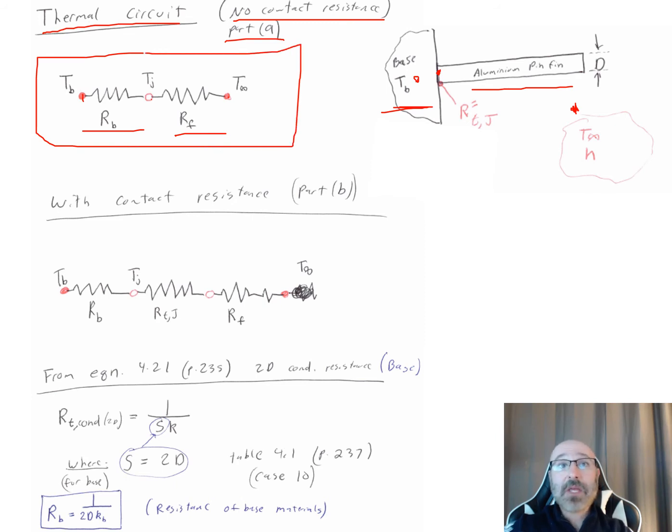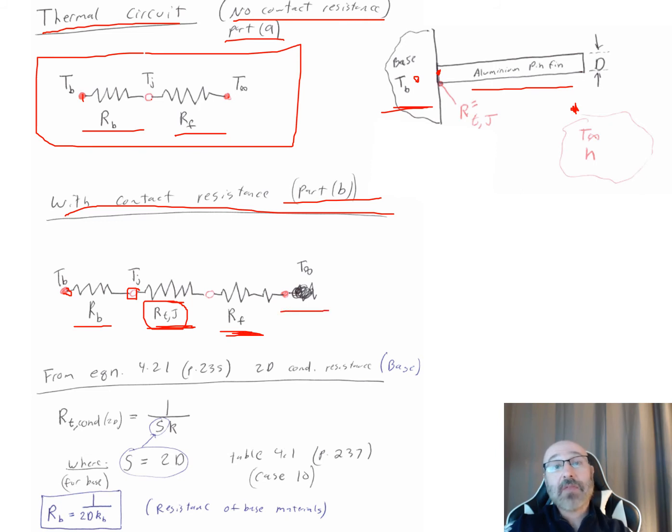Well, in part B, we're asked to consider contact resistance, so we can draw that into our thermal circuit as well. Then we still have our T sub B and our resistance through the base, our R sub B. Then we get to our junction. Then after the junction, there's our contact resistance, R sub t,J. Then we get up here now to our fin, so we have our R sub F, and then we get out to our temperature T sub infinity.